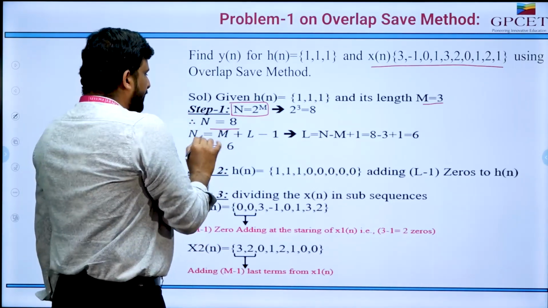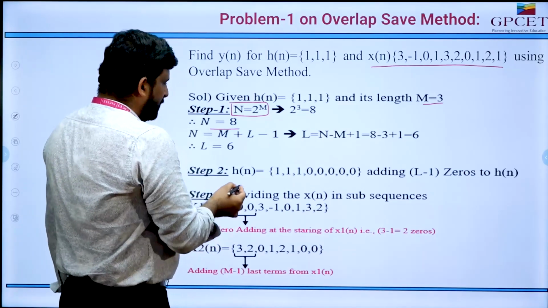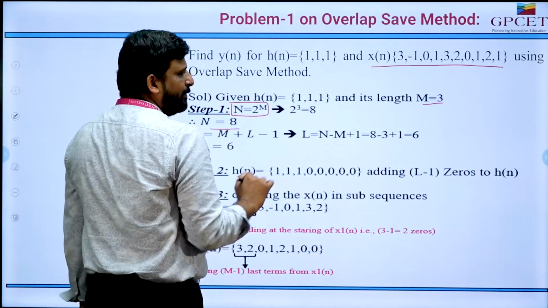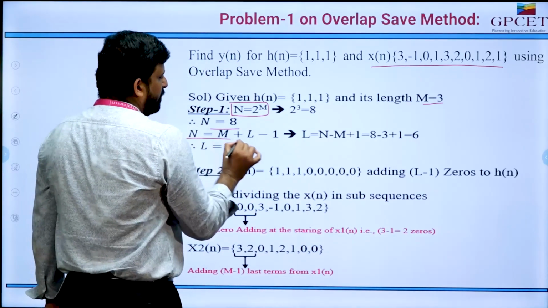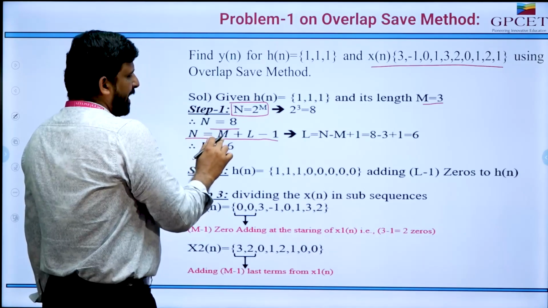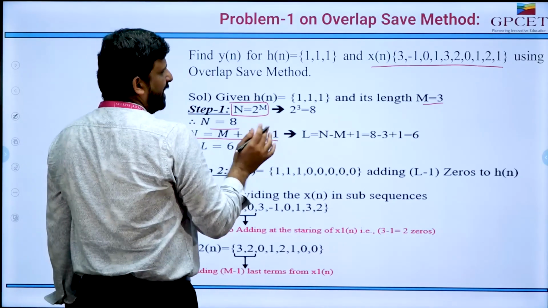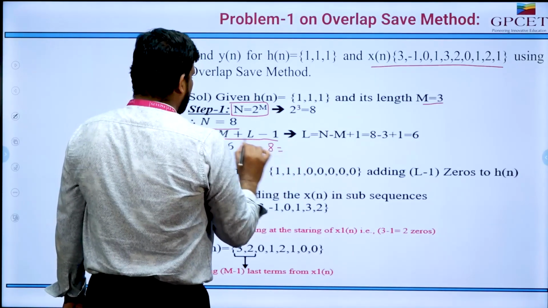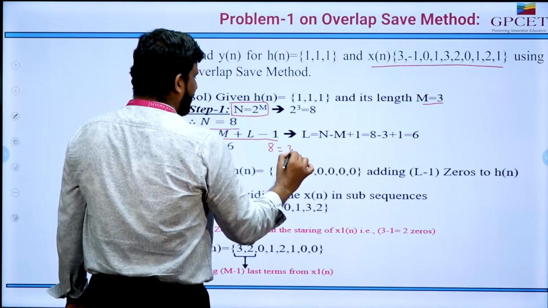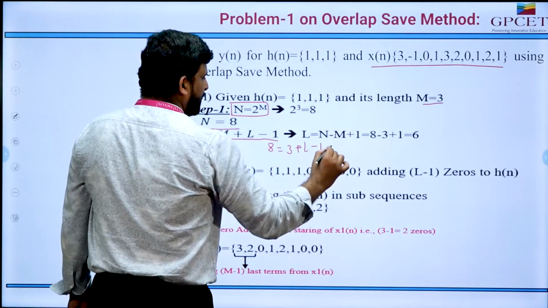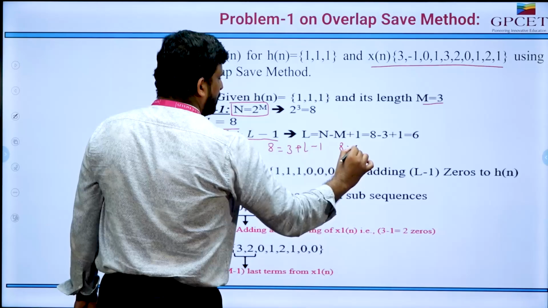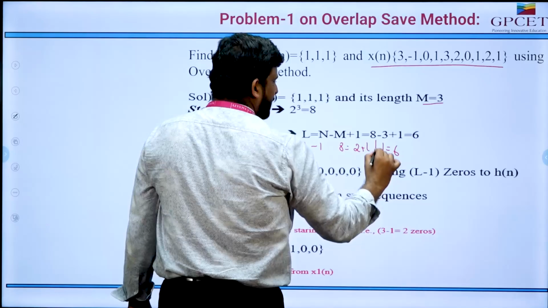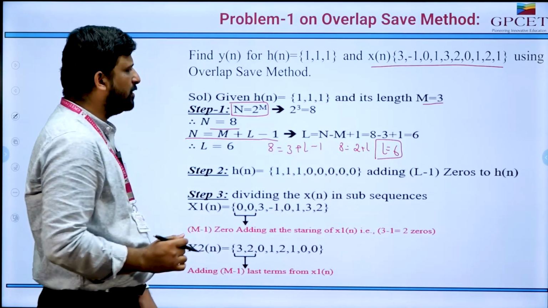Now we have to find the value of L. As I told you, h of n is obtained by adding L minus 1 zeros. Just consider this formula: N is equal to m plus L minus 1. We don't know the value of L, so 8 is equal to m value 3 plus L minus 1. That is 8 is equal to 2 plus L, and L is equal to 6. So now we got the value of length, capital L is equal to 6.